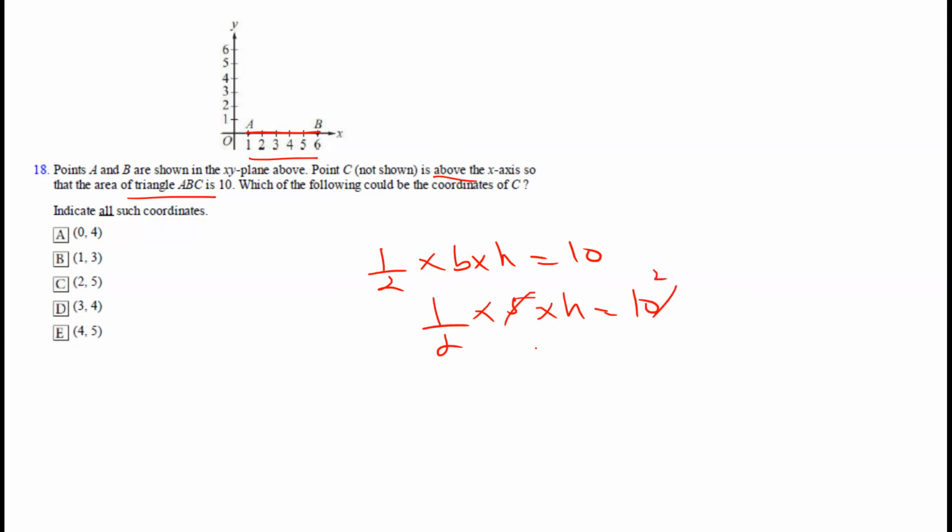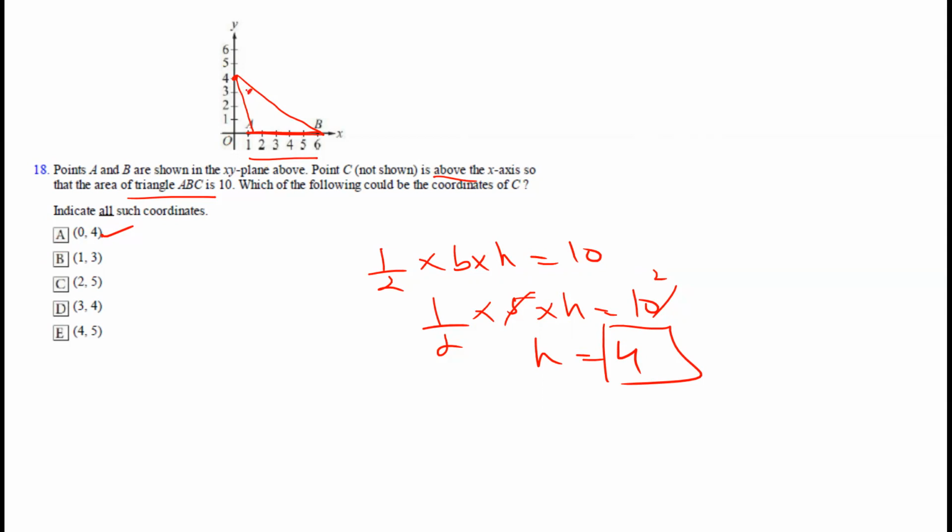So height should be 4. Now, what are the points that give a height of 4? So 0 and 4, so this is one number. This is one triangle, where the base is 5 and the height is 4. This is possible. 1 and 3.